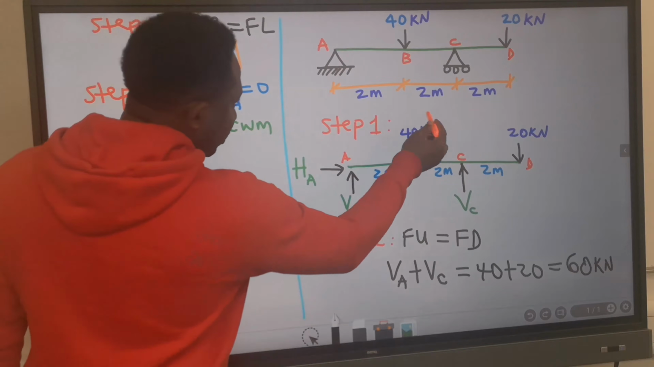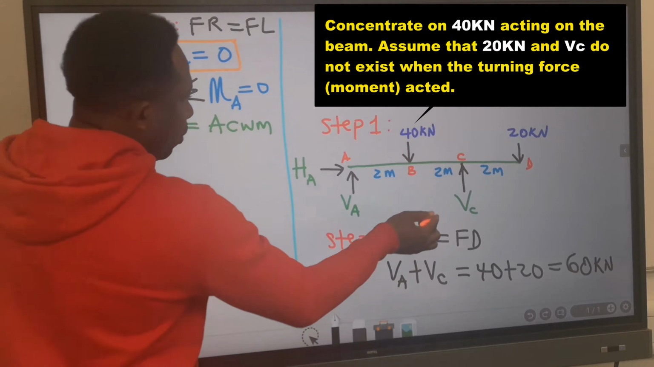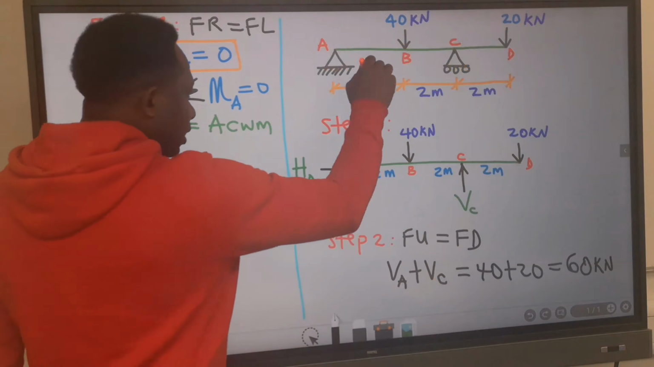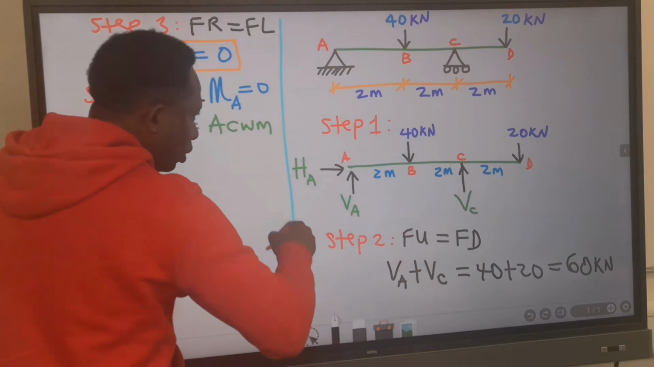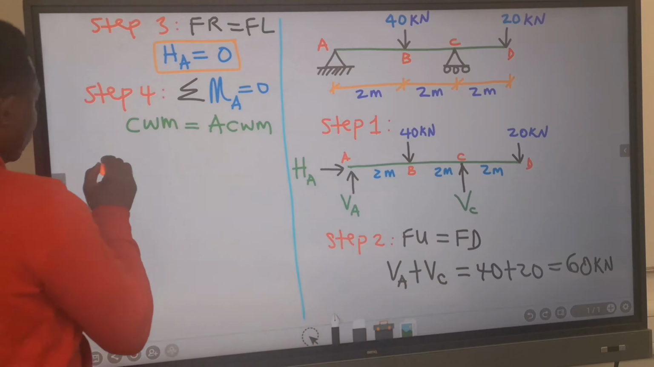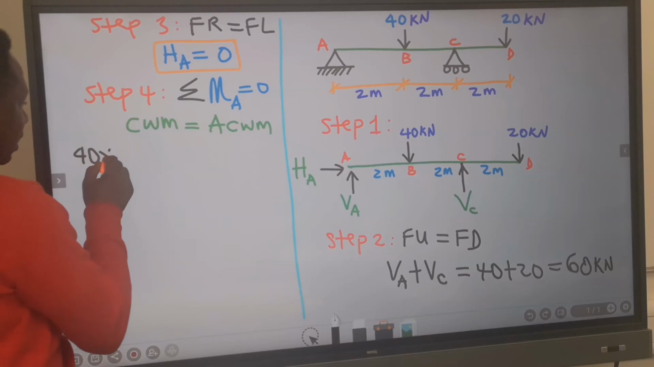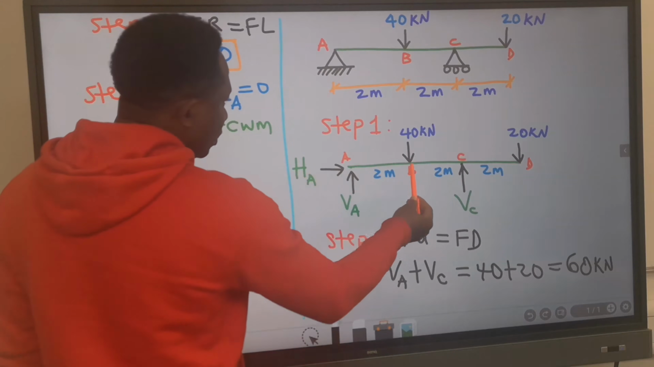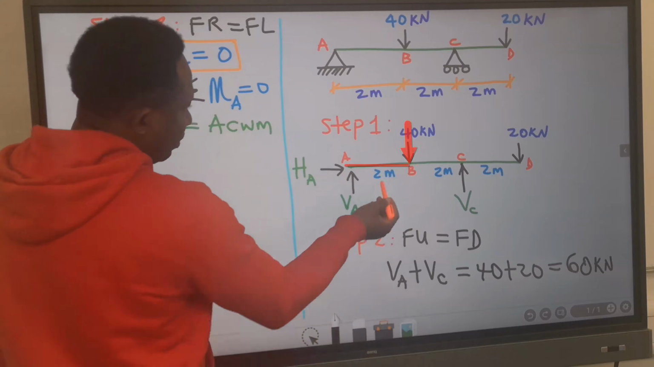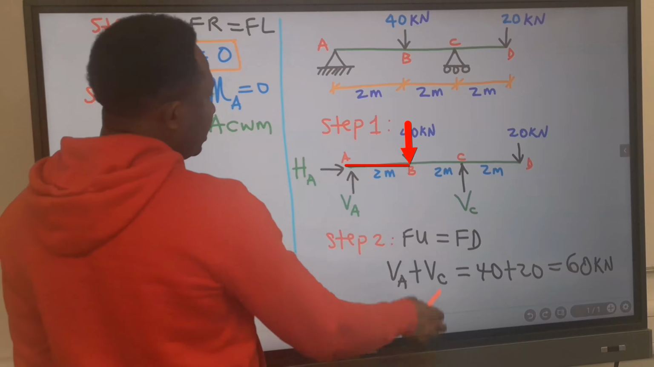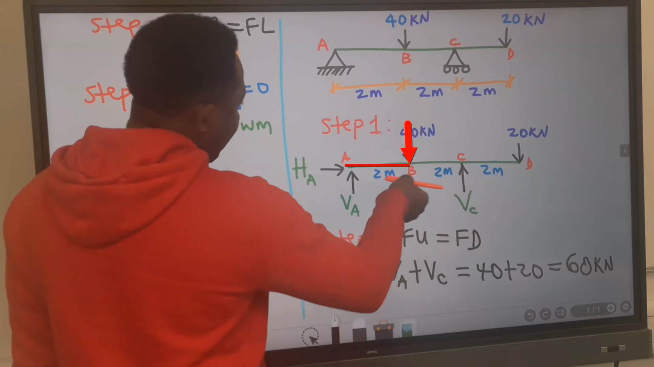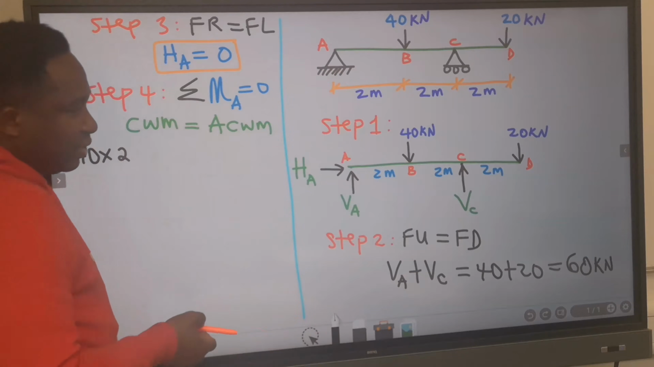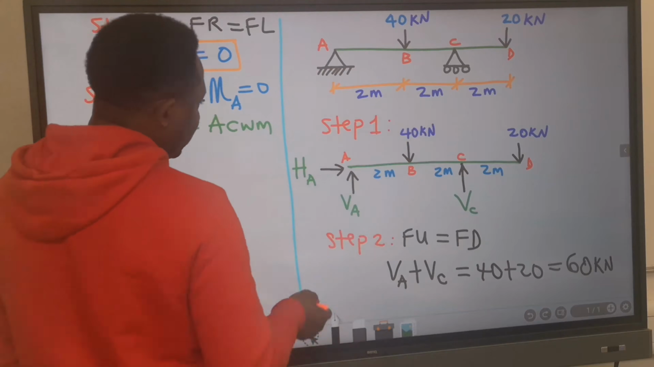Let me start with 40 kilonewton. I will assume that these two do not exist. 40 will push this beam to turn in the clockwise direction. Hence, I'm going to have 40 multiply the distance perpendicularly to the point where we are taking moment from is 2. Moment is force multiplied by the perpendicular distance. It must be perpendicular, that is 90 degrees. We are done with 40.